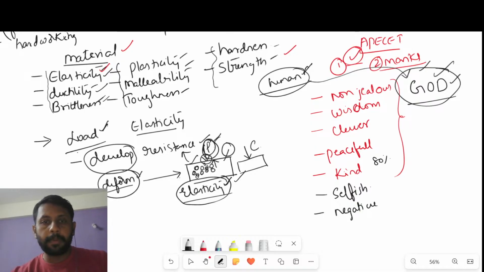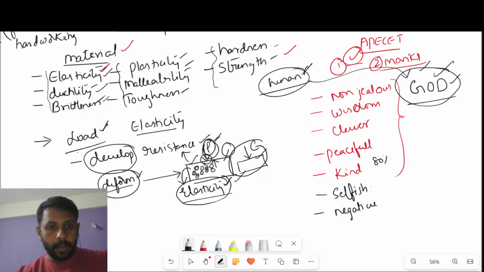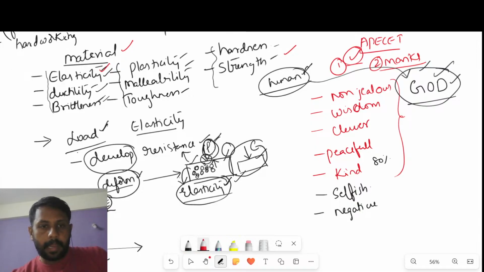If the loading is beyond the elastic point, then the body will undergo deformation. It will come to this shape. So, if I draw a graph, imagine this is a graph between stress and strain. There is a point called A, this point is called E. Here E is the elastic limit.